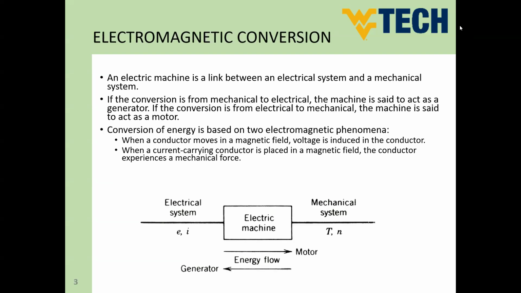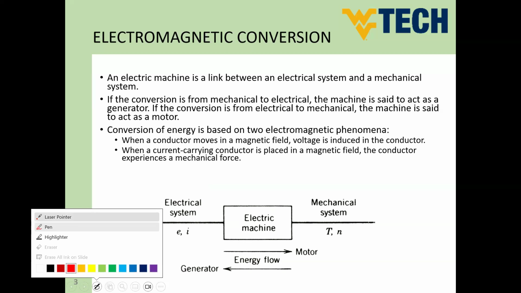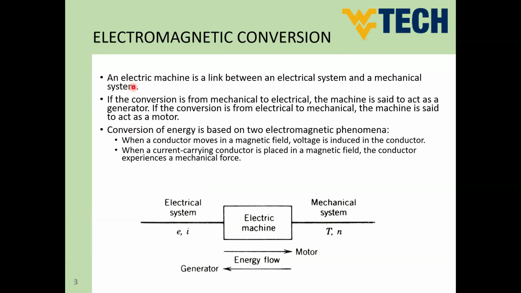So starting from the concept of electromagnetic conversion. An electric machine is a link between an electrical system and a mechanical system. So if you have an electrical system, like our supply, and a mechanical system, something that needs to be moved, the link between both is called the electrical machine. So this is called an electrical machine or electromechanical device. So an electrical machine is one of the electromechanical device systems.